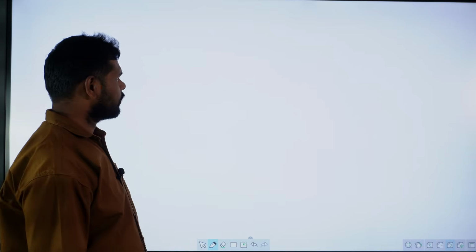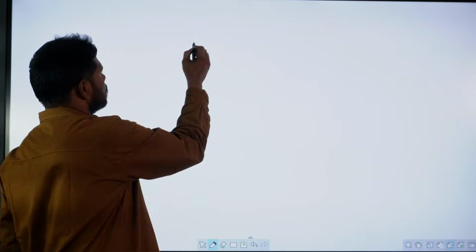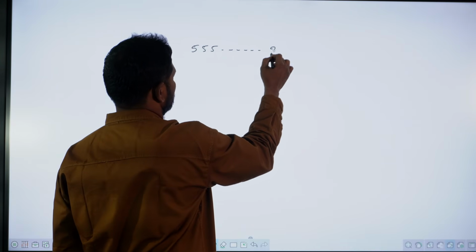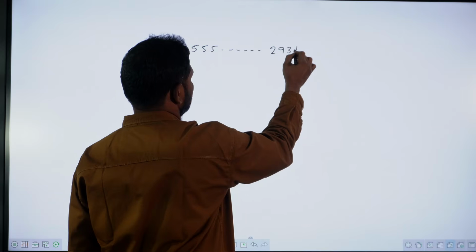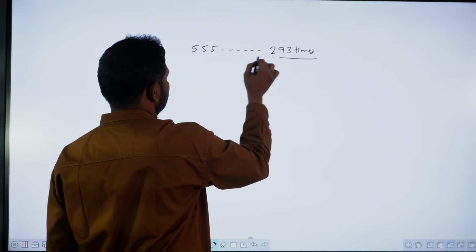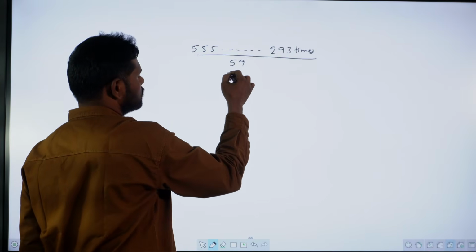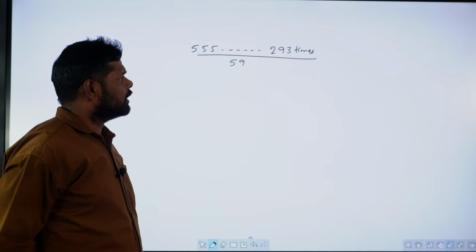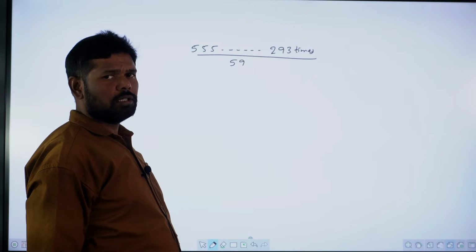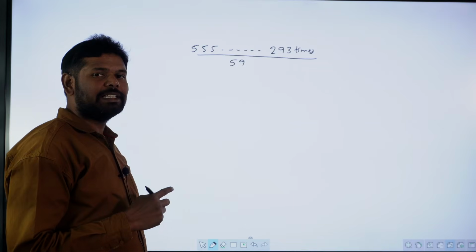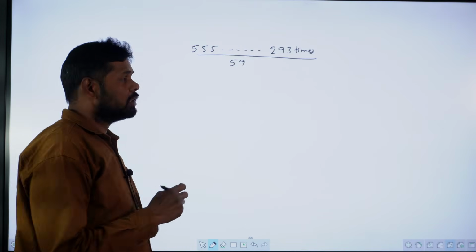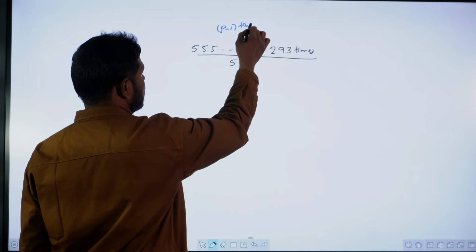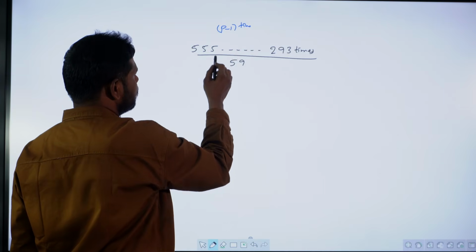That's it. Okay. Suppose 5, 5, 5 and so on, up to 293 times repeated, is divided by 59. What is the remainder? It is not possible to find that directly. But apply this: when any digit is repeated, the condition is p minus 1 times. Why? Because 59 is a prime number. That's why p minus 1 times means 58 times.